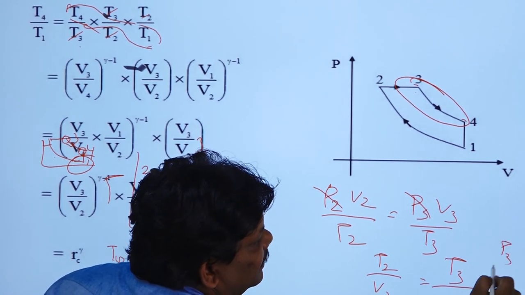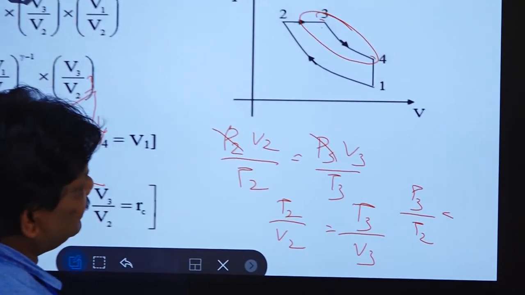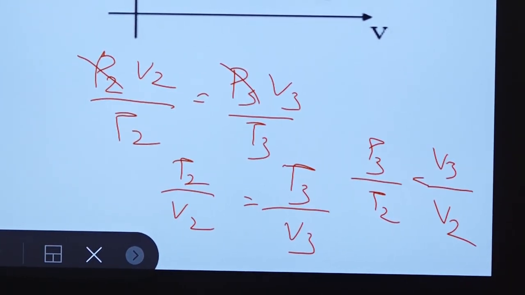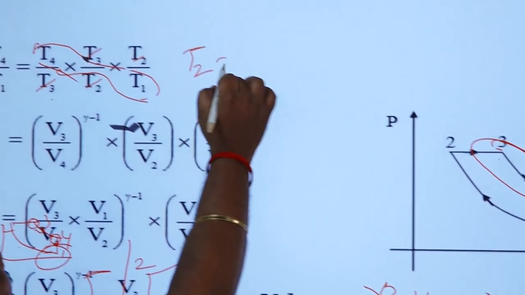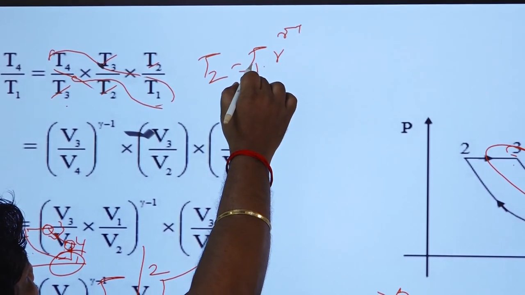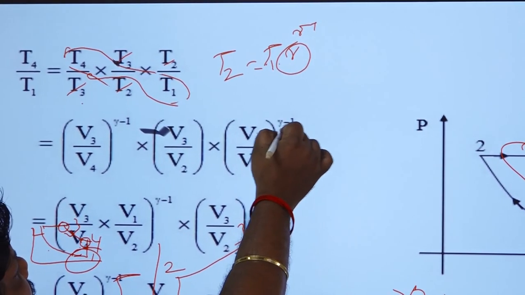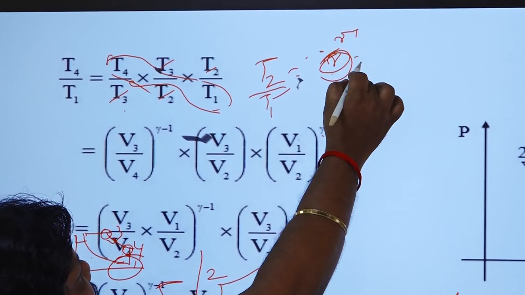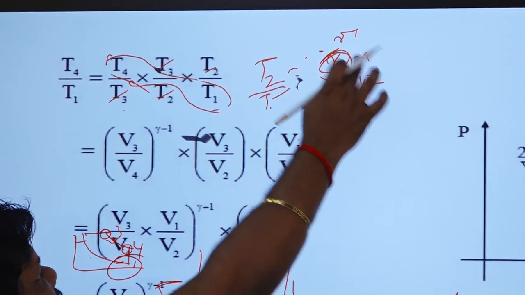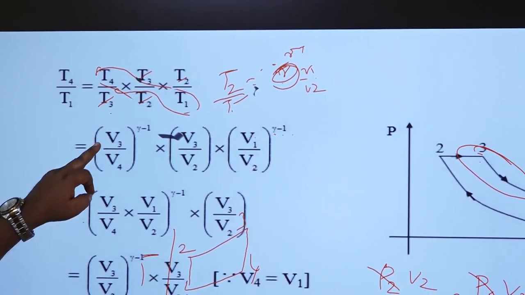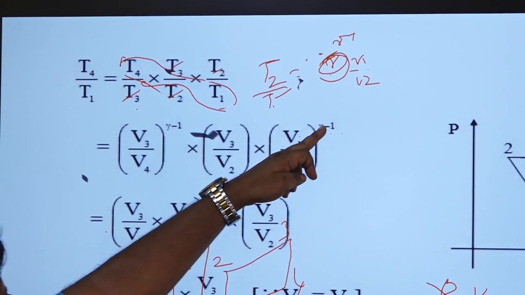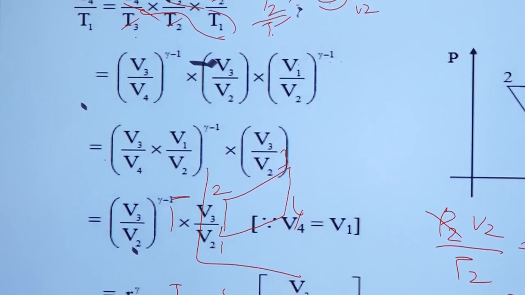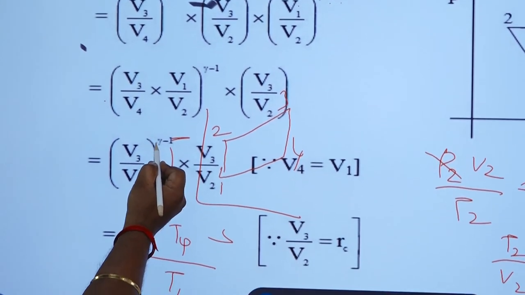So T3 by T2 will be equal to V3 divided by V2. Then T2 by T1: we know that T2 is equal to T1 into r power gamma minus 1, where r is nothing but V1 by V2. So T2 by T1 is equal to V1 by V2 whole power gamma minus 1. Substitute here: V3 by V4 to the power gamma minus 1, and you have the same powers. You can bring this into one bracket, and V3 by V2, that is V3 by V2 into V3 by V2, here it is gamma minus 1.